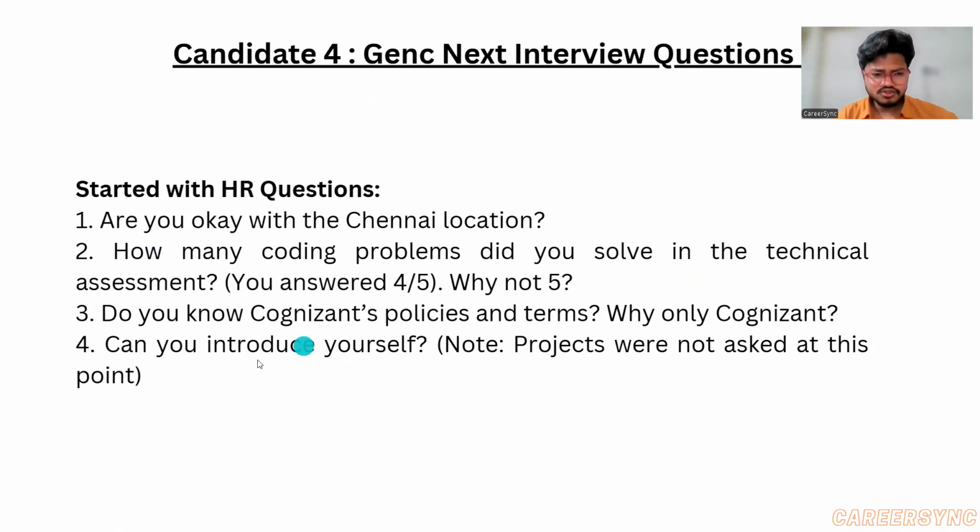Next question was, how do you know Cognizant policies and terms? Do you know why only Cognizant? Can you introduce yourself? You can see that it was asked after some basic technical and HR questions.